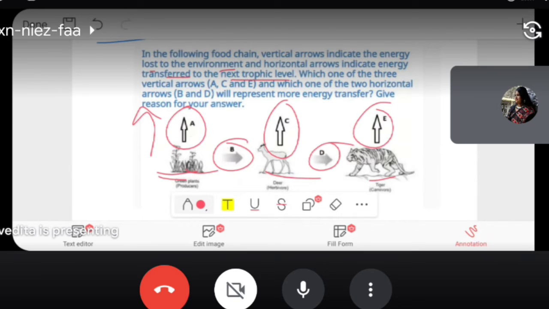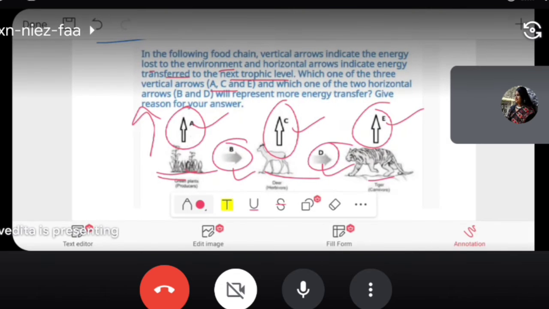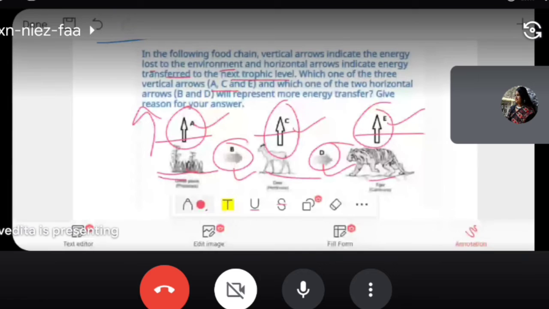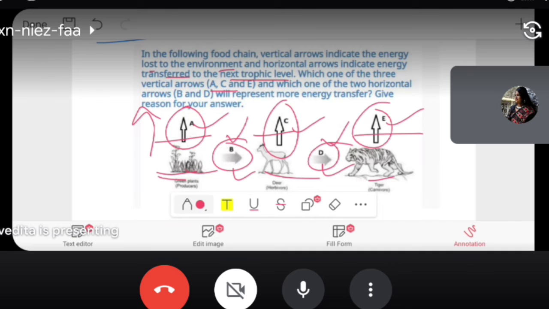So which one of the three vertical arrows, A, C and E, and which one of the two horizontal arrows, B and D, will present more energy transfer? They have asked that in the vertical arrows, A, C and E, which one is transferring more energy, and between the horizontal arrows, B and D, which one is transferring more energy.